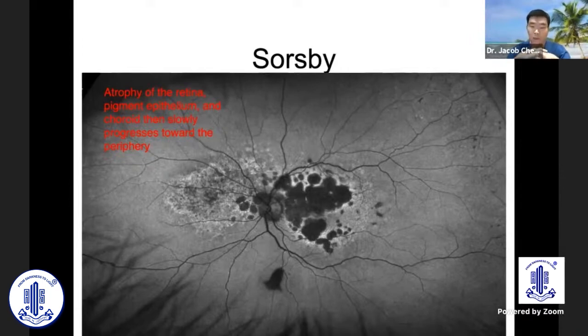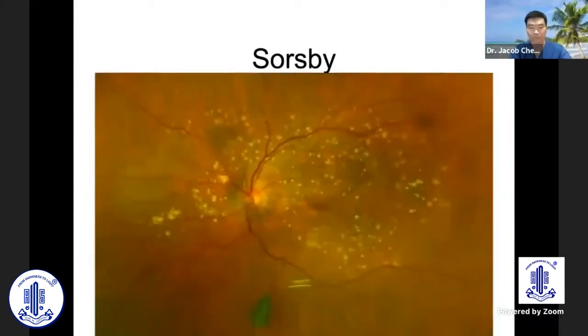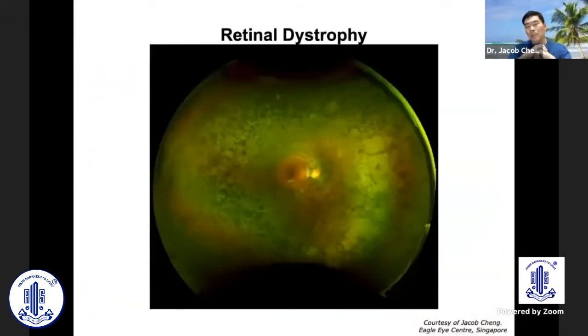Patient presented with poor vision in both eyes. And here is a close-up view of the patient's pathology. And this is a patient's pathology which you can't see on the fundus photograph. How about in retinal dystrophy?